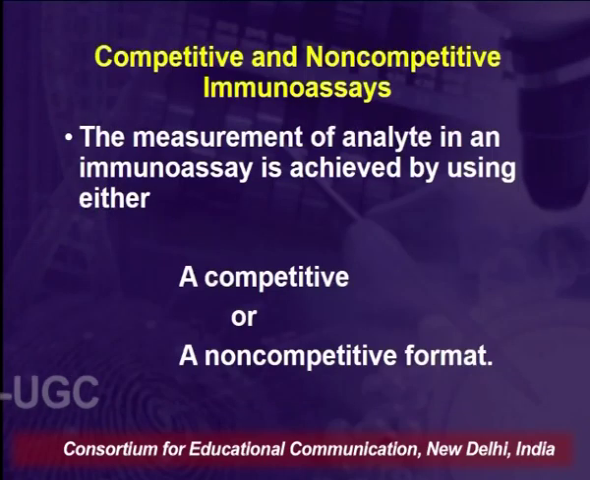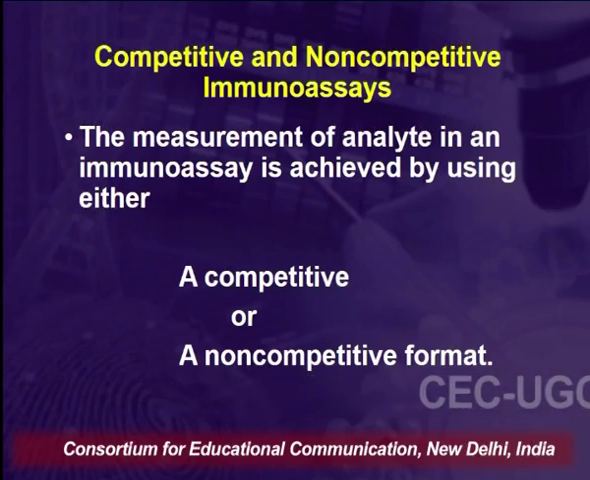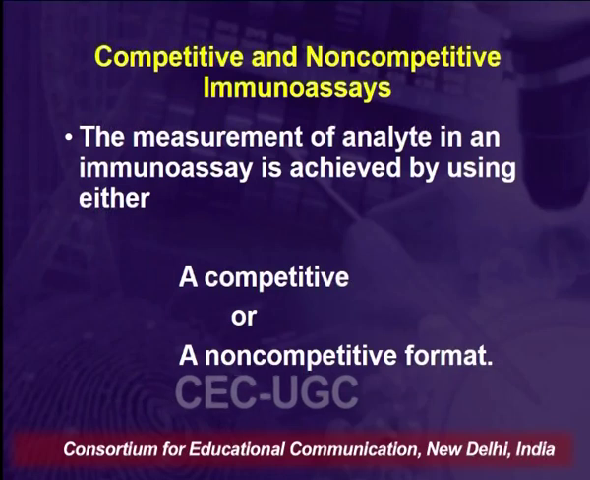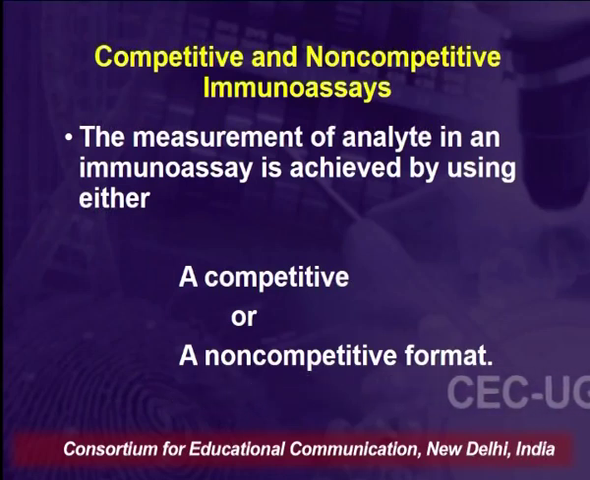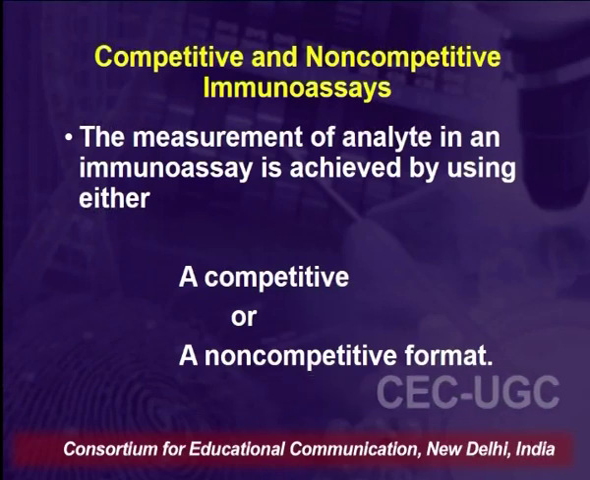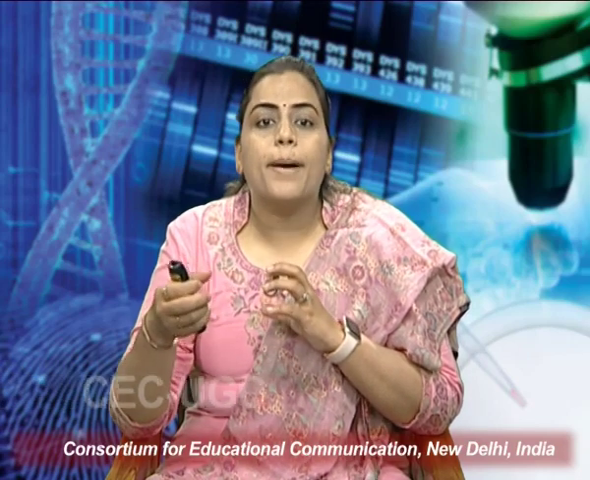These immunoassay reactions are competitive and non-competitive in nature. The measurement of analyte in an immunoassay is achieved by using either a competitive or a non-competitive format. In the competitive format, the antigen and antibody fight for their specific reactions. In this, the unlabeled analyte or the antigen in the test sample is measured by its ability to compete with the labeled antigen in the immunoassay.